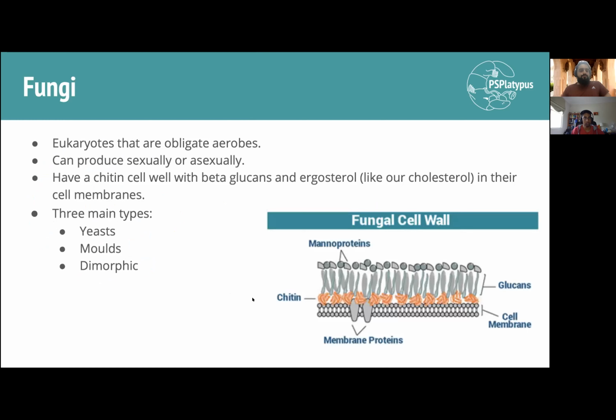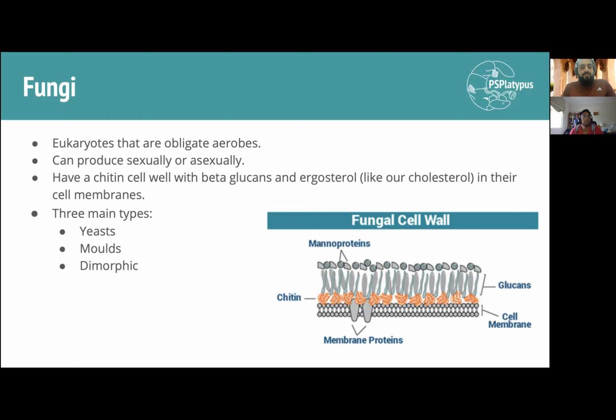So fungi, or fungus, are eukaryotes that are obligate aerobes. They can reproduce sexually or asexually. And one important feature of fungus is that they have a chitin cell wall with beta glucans and ergosterol. It's like our cholesterol that we can find in the plasma membrane.